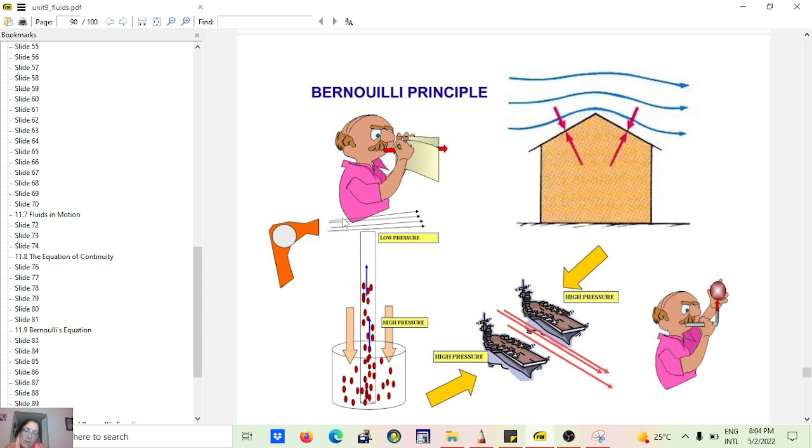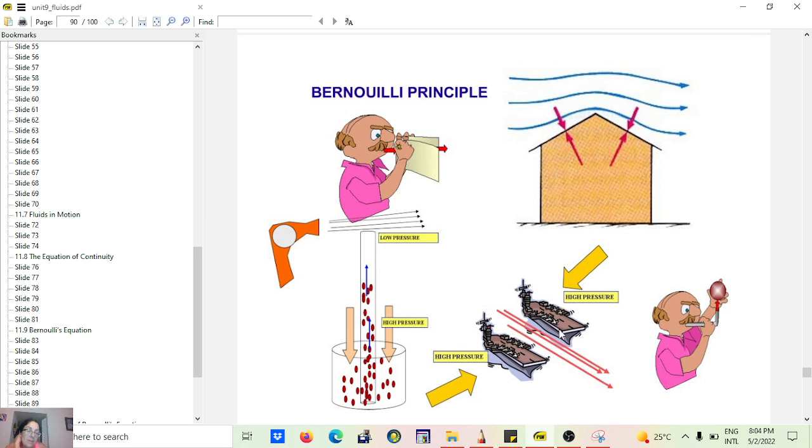This is the example of the perfume. Again, you are blowing air here, so that will be low pressure. From the atmospheric pressure, it's going to push the liquid or the perfume up, because air or liquid or gas always goes from high pressure to low pressure.